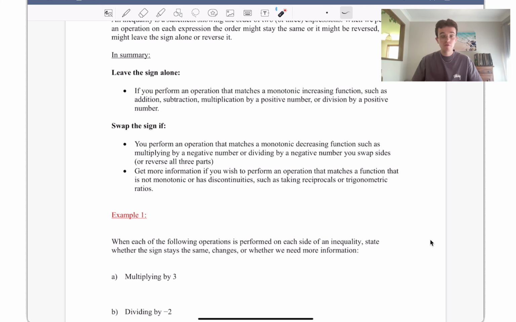We want to swap the sign if we perform an operation that matches a monotonically decreasing function. That means the function is only ever decreasing, only ever has a negative gradient, such as multiplying by a negative number or dividing by a negative number. Or we might need to get more information if we wish to perform an operation that matches a function that is not monotonically increasing or decreasing, or is not continuous, such as taking the reciprocal or a trigonometric ratio.